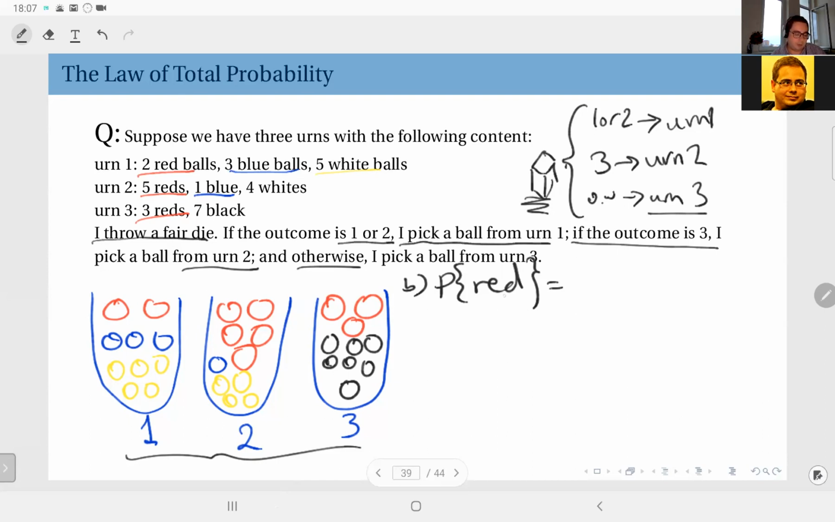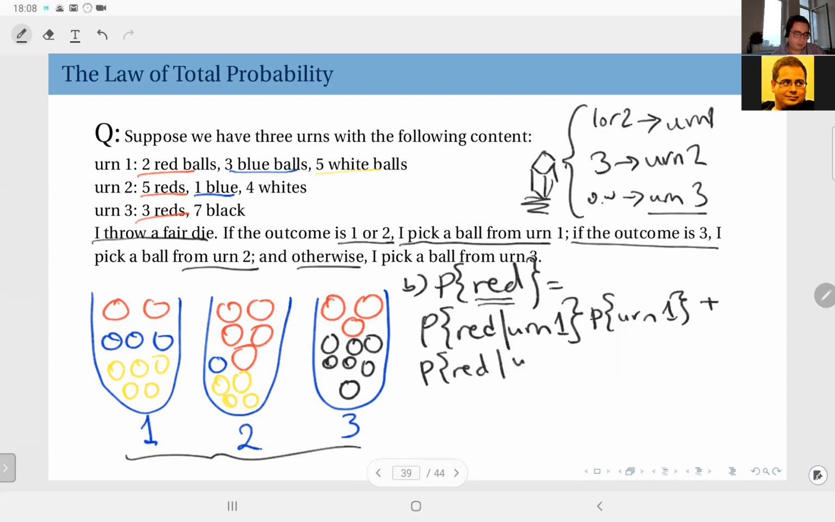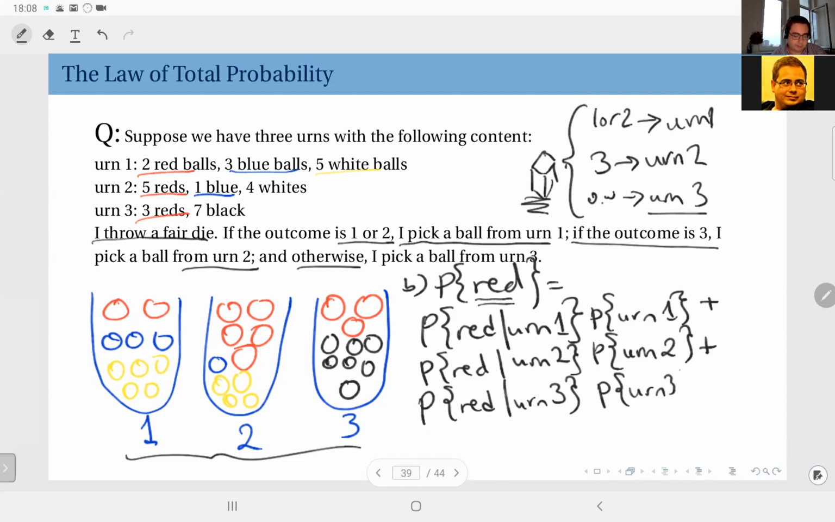So if I condition the outcome of red on the selection of the urn, I can write this as probability of red given urn number 1 times probability of using urn number 1, plus probability of red given urn number 2 times probability of using urn number 2, plus probability of red given urn number 3 times probability of urn number 3.